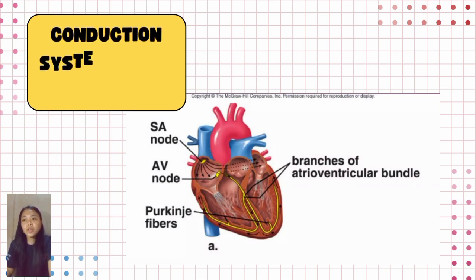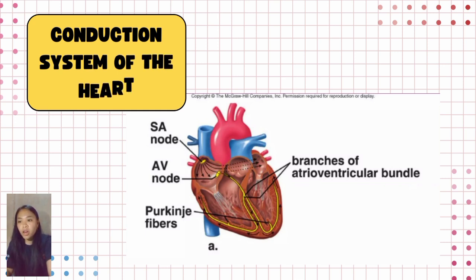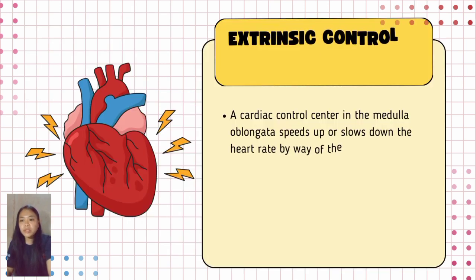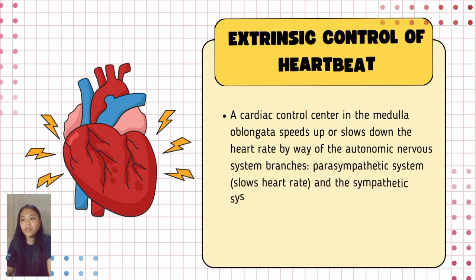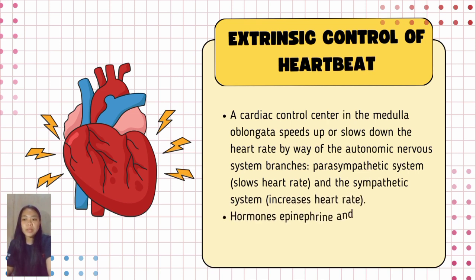A cardiac control center in the medulla oblongata speeds up and slows down the heart rate by way of autonomic nervous system branches. The parasympathetic system slows heart rate, and the sympathetic system increases the heart rate. The hormones epinephrine and norepinephrine from the adrenal medulla also stimulate a faster heart rate.